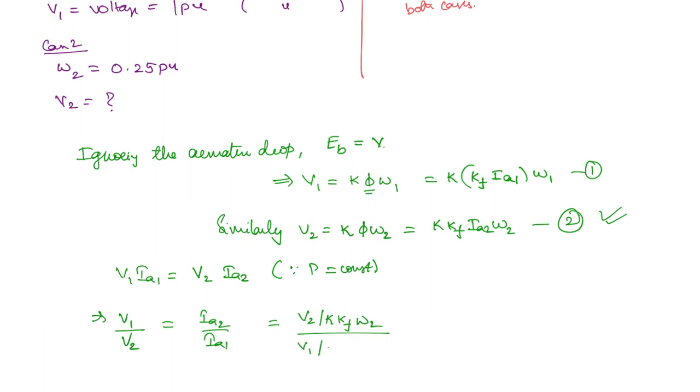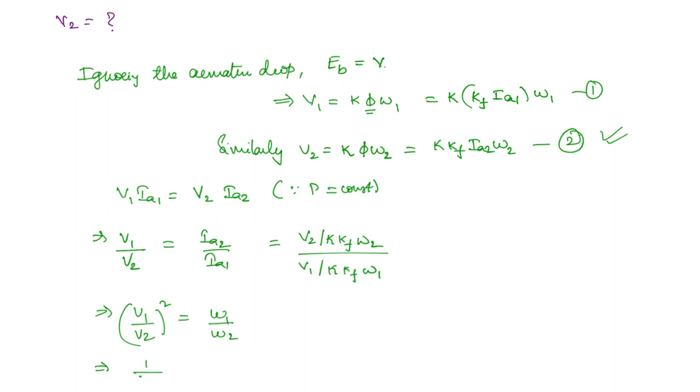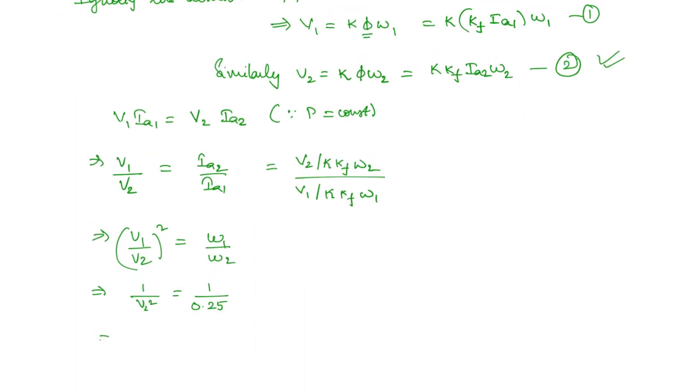Similarly it will be V1 by K Kf into omega 1. So from here you are going to get (V1 by V2) whole square is equal to omega 1 by omega 2. V1 is given as already 1 per unit. So 1 by V2 square is equal to omega 1 is 1 per unit, omega 2 is 0.25 per unit. Okay. So from here you are going to get V2 is equal to 0.5 per unit. Okay. Approximately 0.5 per unit.